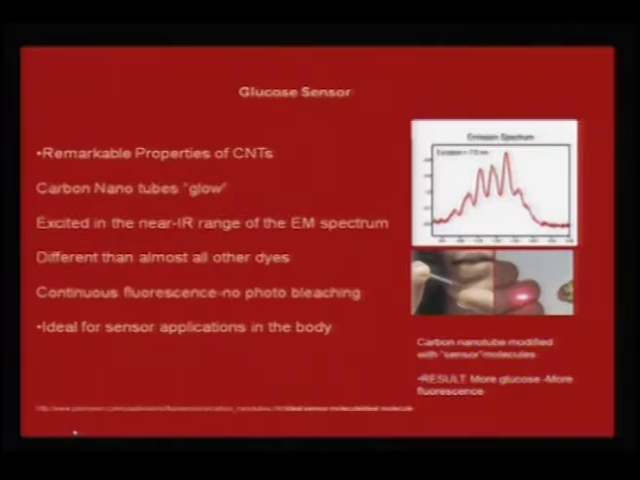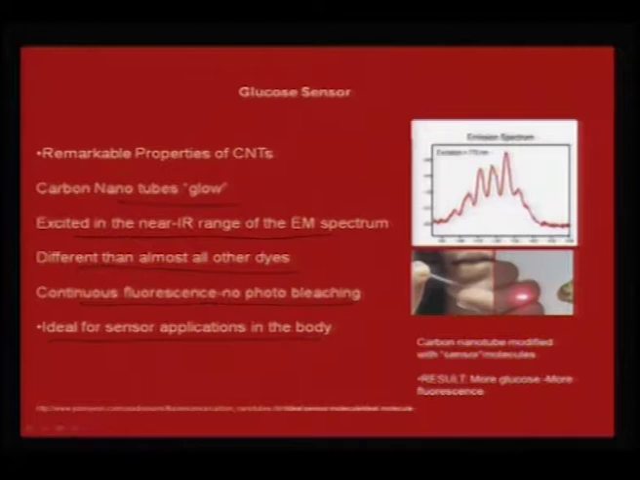One is the use of carbon nanotubes as a glucose sensor. Because carbon nanotubes glow, you can use this for mapping certain molecules or for mapping some study. The best part is it is excited in the near IR range of the electromagnetic spectrum, therefore it is safer to the cells. Another point is the glow that comes out is different from other dyes, therefore it is very selective, and continuous fluorescence also does not bleach the carbon nanotube, therefore continuous radiation is possible, and it is ideal for sensor applications in the body.